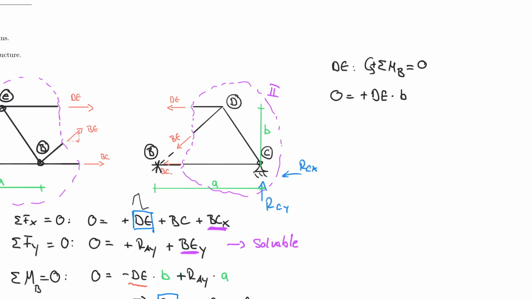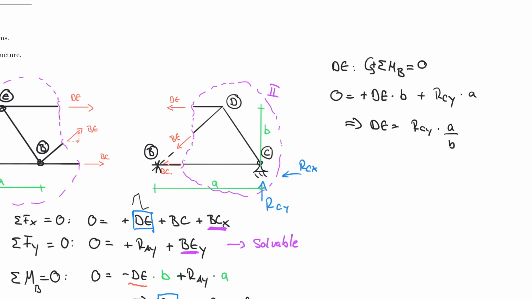And so RCY multiplied by A. And that rotates counterclockwise, therefore it's also positive. Right? And I can solve this now for DE. So DE again is RCY multiplied by A divided by B.